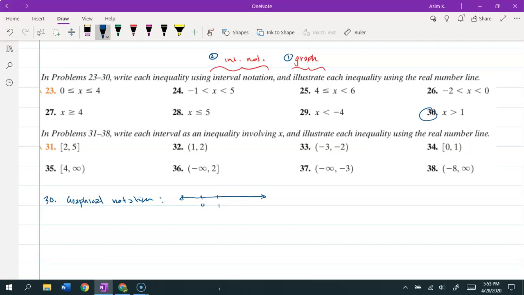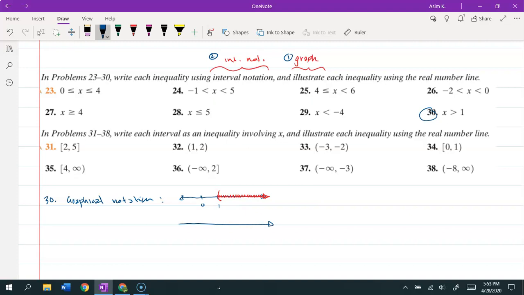Even the 0 is not that necessary. When they say x is greater than 1, notice how it doesn't say equal to 1. So here's the graphical notation. I'm going to make a parenthesis, and then I'm going to shade to the right of the parenthesis, including the arrow. The other way that you guys have been doing it in middle school, and you still need to know, is basically the same exact idea.